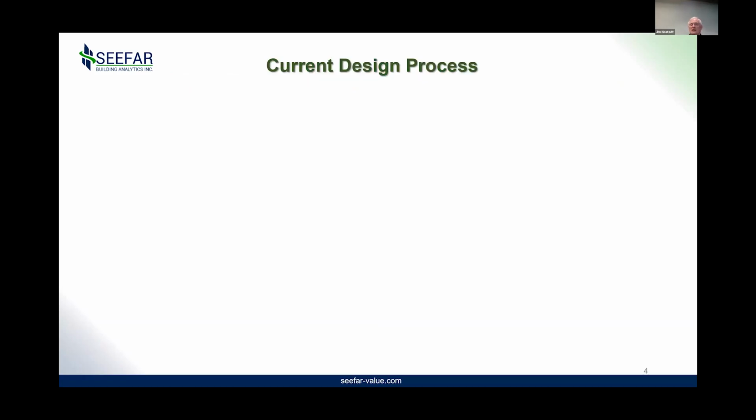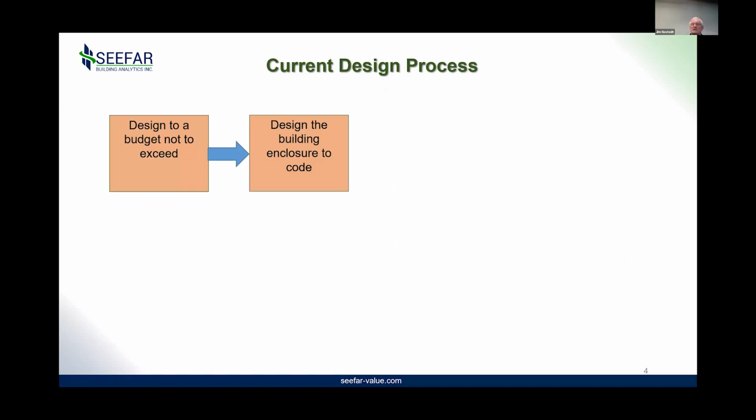This really relates to how we're currently designing buildings. First of all, we always get a budget not to exceed. The second thing is we design the building enclosure to code. The building enclosure is the walls, the roof, or some people call it the building envelope.